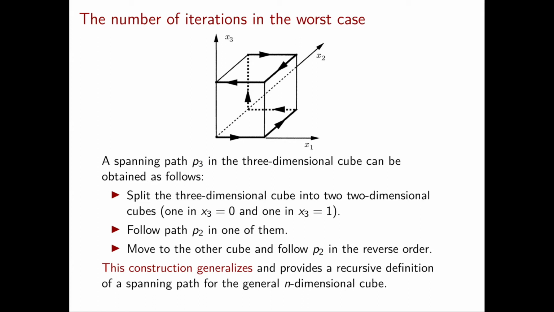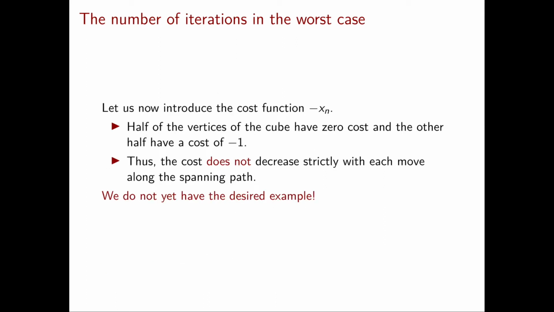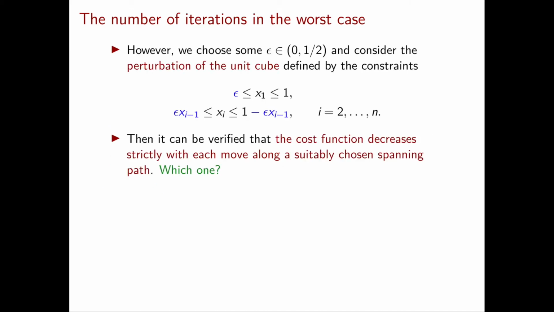The next thing to do is to find an objective function such that the cost along this path always strictly decreases. Unfortunately, we're not really able to do that. The closest thing we can do is to introduce the cost function minus xn. With this cost function, it's true that the cost always decreases along our spanning path, however, it does not decrease strictly. In fact, half of the vertices have 0 cost and the other half have cost minus 1. This is why we now need to slightly modify our unit cube.